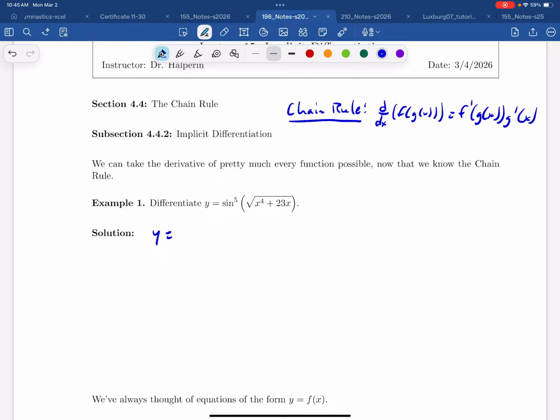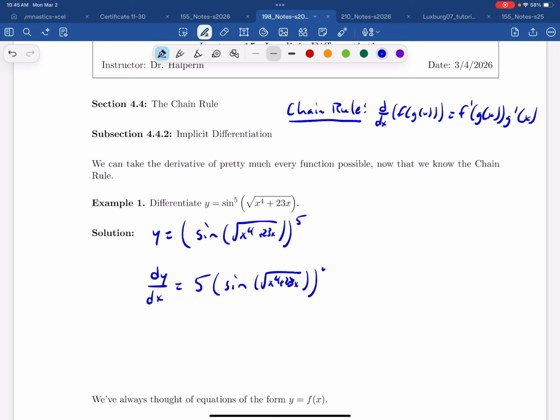Let's take this derivative. Now remember, y really equals sine of the square root of x to the fourth plus 23x quantity to the fifth. I know it's written this way, but remember that the fifth power is the outermost function. So the derivative is going to be 5, keep the inside the same, to the fourth, times the derivative of the inside, right?